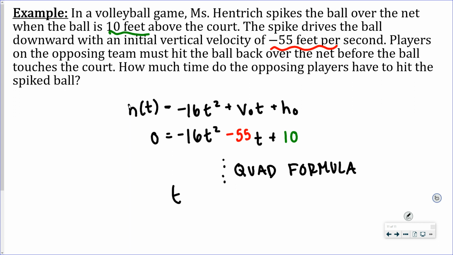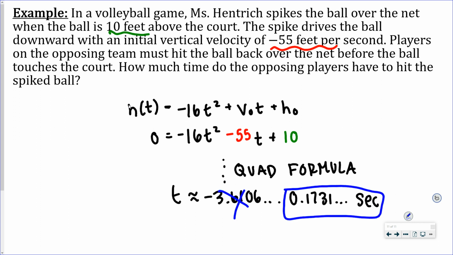Quadratic formula, you get the time to be about negative 3.6106... or 0.1731... seconds. We can ignore the negative time. So I only have not even 0.2 seconds. That's how hard I spiked that.